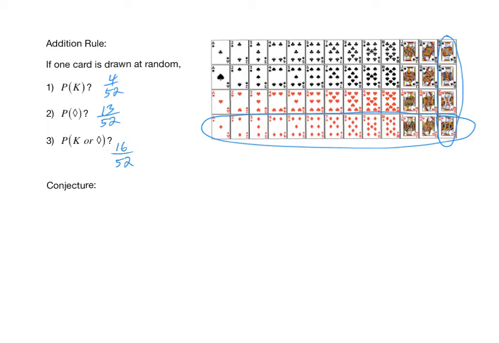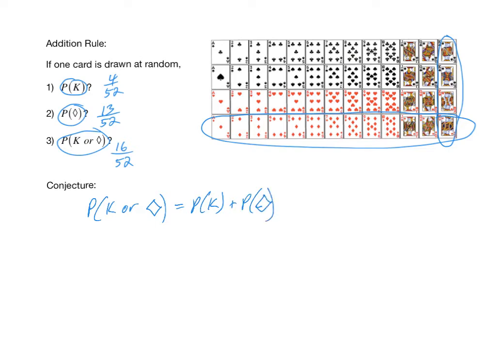Did our conjecture hold up? Our conjecture was that you could take this thing, add this, and that would give you this. Well, if you look, 4/52 plus 13/52 is 17/52, not 16/52. So what that means is our conjecture previously was wrong. Why didn't it work out? How come the probability of king or diamond is not the probability of the king plus the probability of getting a diamond? That was our previous conjecture, but it's not working. So this is not true.